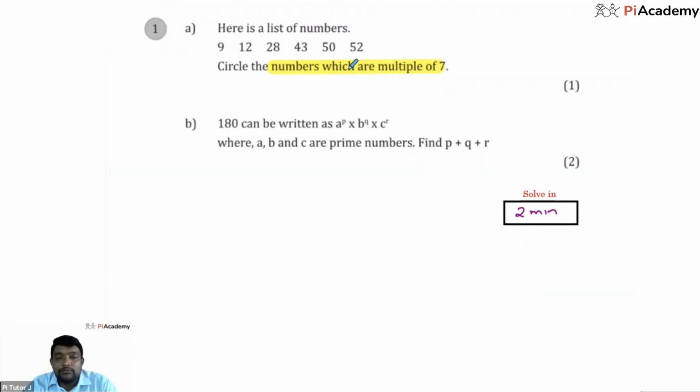Yes. So among the list of numbers, what is the multiple of 7? 28. That's very easy, right? 28. 7 times 4 is 28.